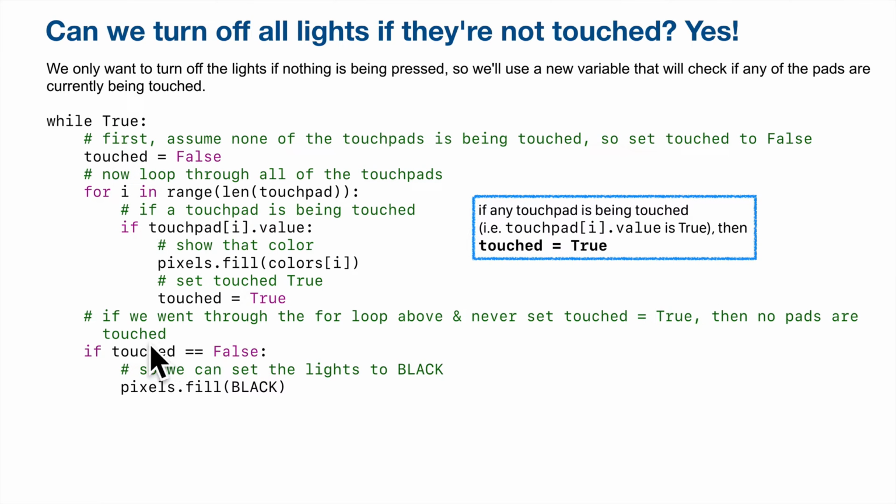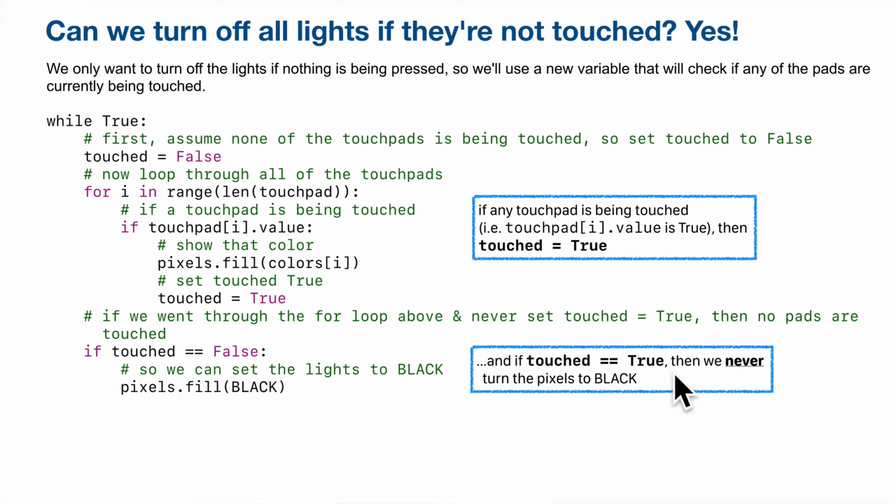But here we're comparing: is touched equal to false? Now, if something was touched, it is not true that touched is false, because something was touched and we've changed this false value to true. So we are going to skip what's in here, which is fill pixels to black. And we will never turn the pixels to black as long as something is being touched.